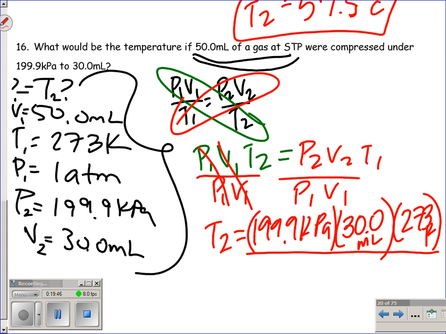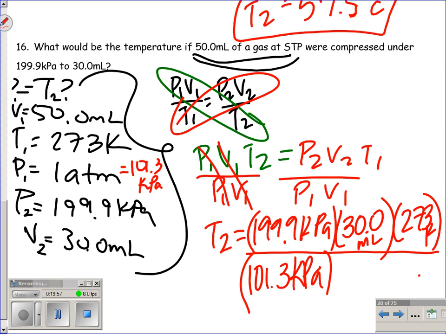What is that in kilopascals? 101.32. Yes, so we have kilopascals here. I'm just going to take this to 101.3, and 50 milliliters. What units cancel? Kilopascals and milliliters, leaving us in Kelvin. Ta-da! That's what temperature should be recorded in. Usually if I get you set up, you guys can finish calculating.